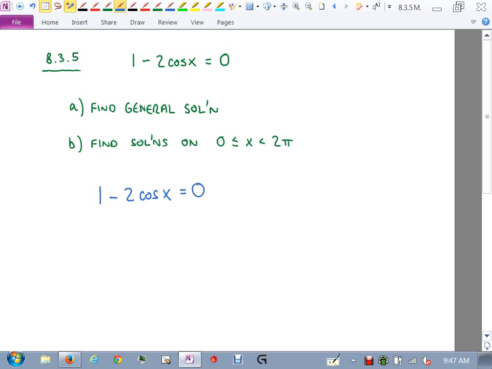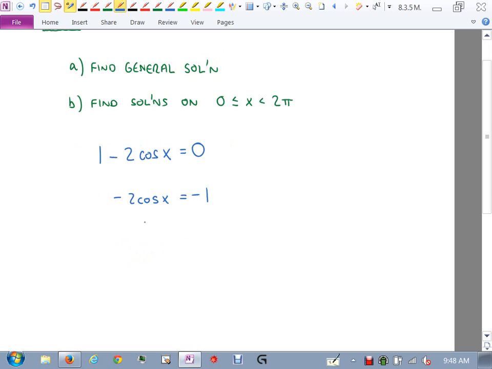You can kind of do two things here. You can move the 1 over to the other side, or you could actually add 2 cosine x to both sides. It would really be up to you, but I'm going to subtract 1 on both sides. That's what would happen if I subtract 1. And then what do you think I'm going to do? What's that? Divide by negative 2, right? Because I'm trying to get the cosine isolated. When I divide negative 1 by negative 2, I get what? 1/2, positive, right?